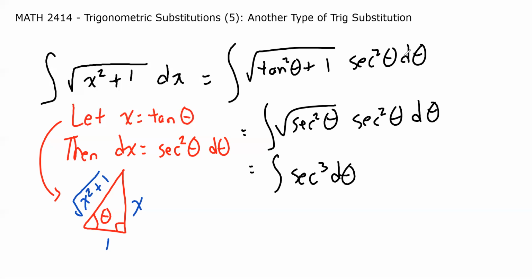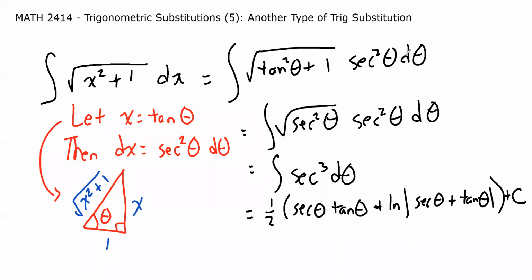But let's just say that we know the integral of secant cubed is 1/2 times the quantity secant theta tangent theta plus natural log absolute value of secant theta plus tangent theta.